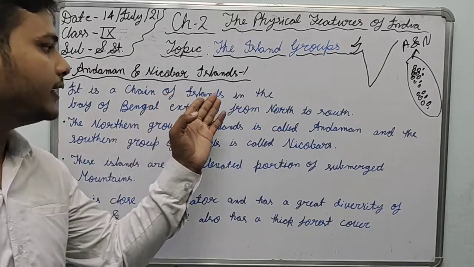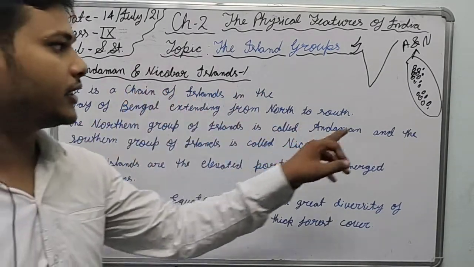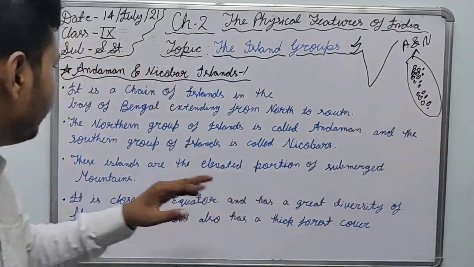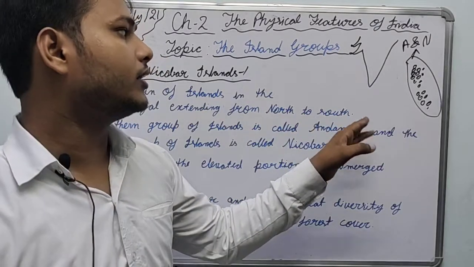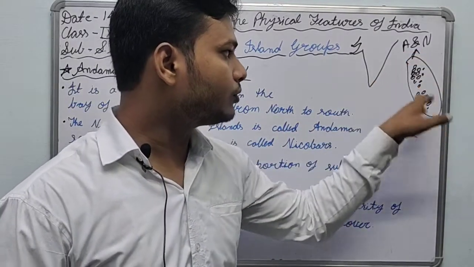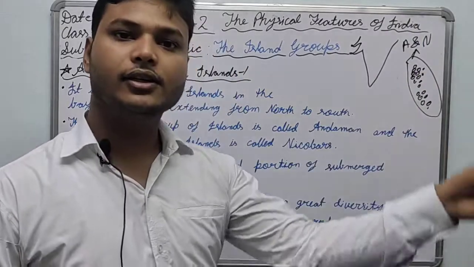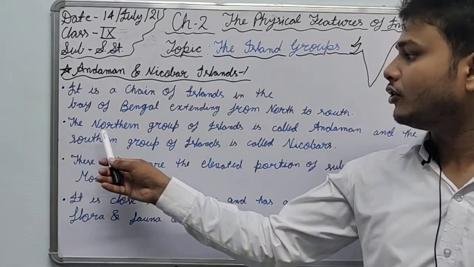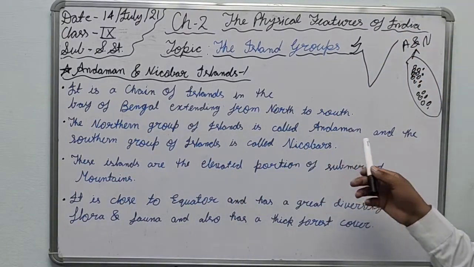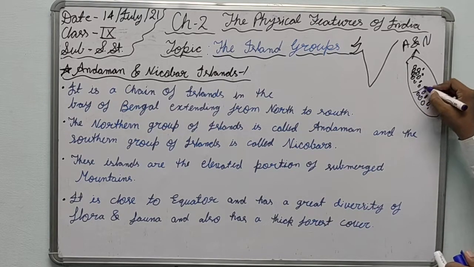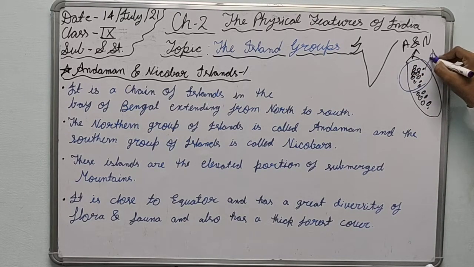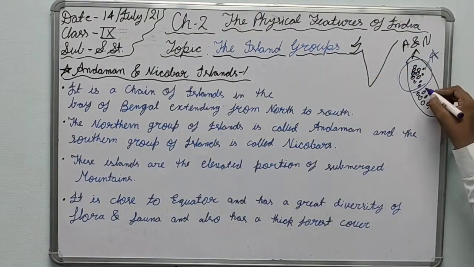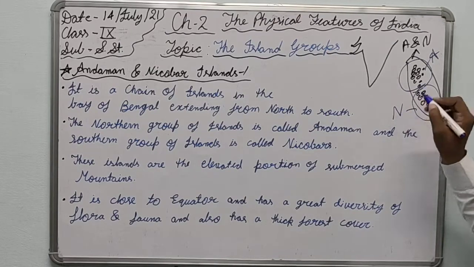It is a chain of islands in the Bay of Bengal. So first, as you can see, it is a chain of islands, meaning it is a group of islands situated here in the Bay of Bengal, extending from north to south. That means it extends from north to south, in a longitudinal way, spread out. After this, we can say the northern group of islands is called Andaman. As you can see, the northern portion of islands is known as Andaman, and the southern group of islands is called Nicobars. So this southern portion is called Nicobars.